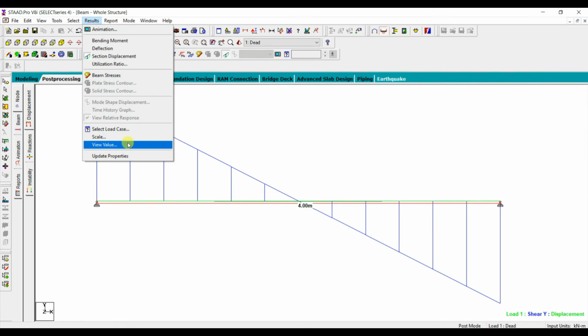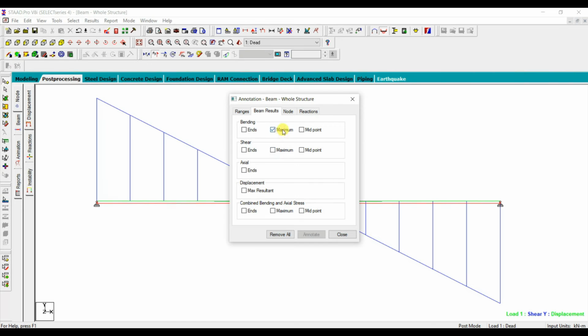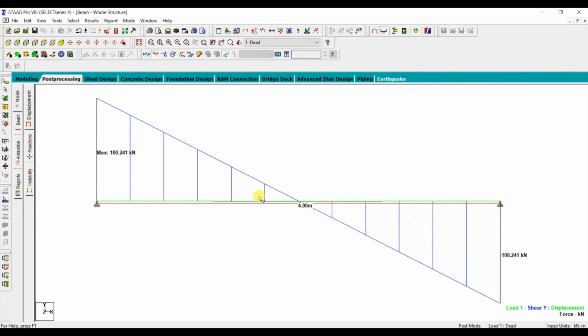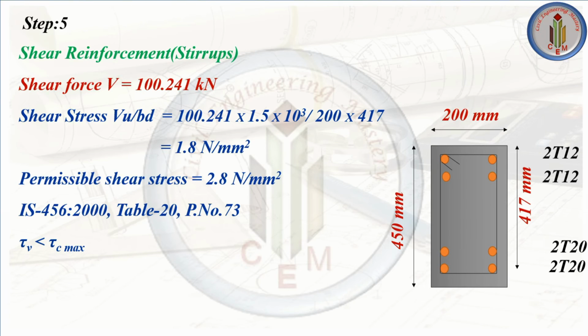So this is the shear force diagram. Let's check the shear force value. We get the shear force value as 100.241. Step 5: we need to find the shear reinforcement, that is stirrups.